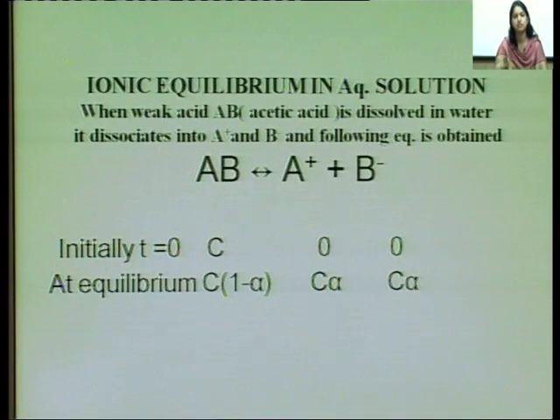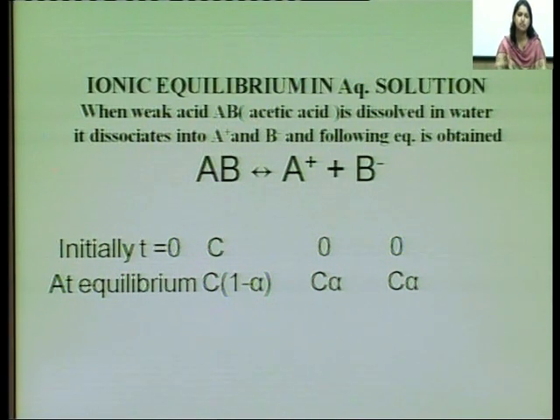Whenever this is dissolved in water, AB dissociates to form A positive and B negative, and A positive and B negative also have a tendency, when their concentration increases, to combine with one another, forming the electrolyte again. So, I am supposing here that initially the concentration of AB electrolyte is C mole per liter, and the concentration of cation and anion is 0 and 0, because initially the reaction has not started. So, what happens at equilibrium?